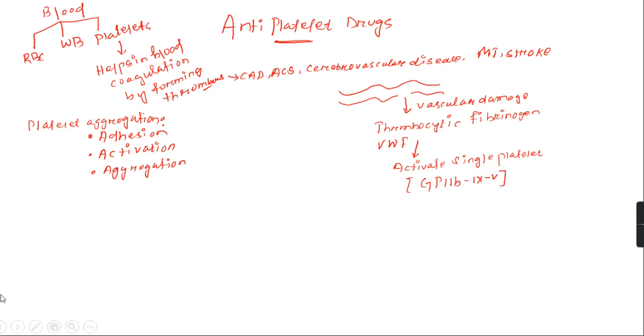After activation, what is going to happen? After activation, there is a release of certain substances like serotonin, adenosine, thromboxane, epinephrine. So this serotonin and epinephrine basically help in the vasoconstriction process. Adenosine has a specific role, so let us discuss adenosine.